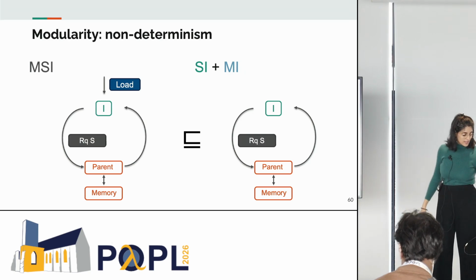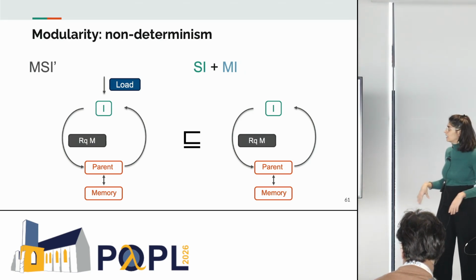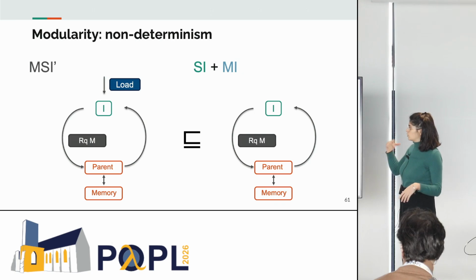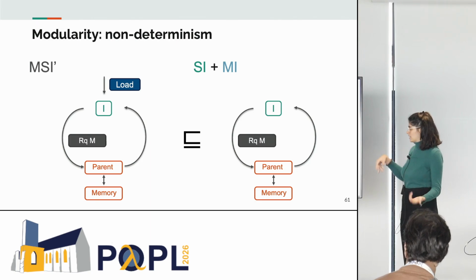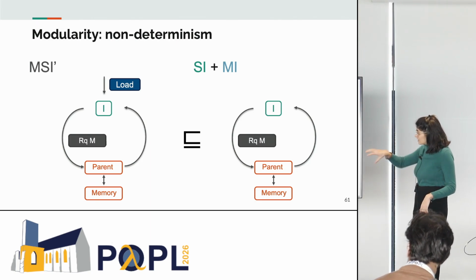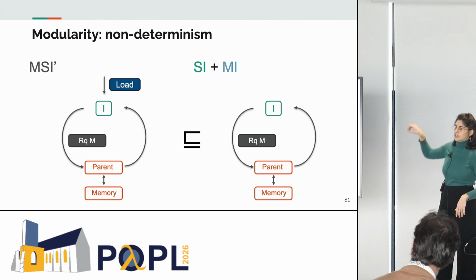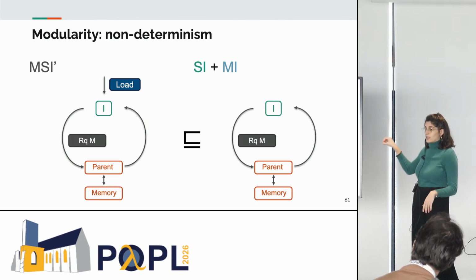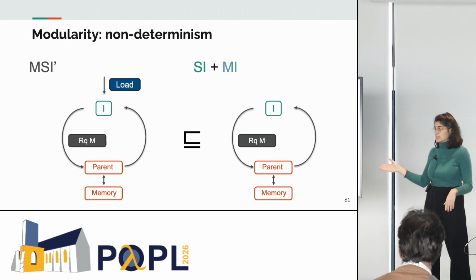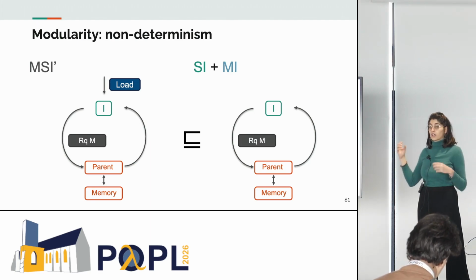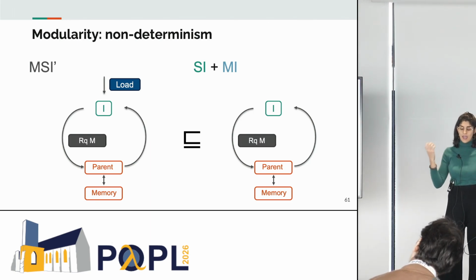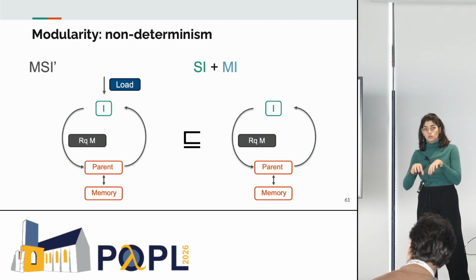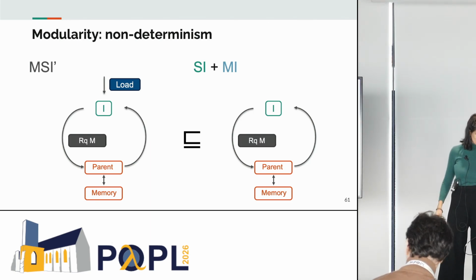And the cool thing is that then if we change MSI and we say, okay, let's assume that we want to prove MSI prime, in which for a load we request M instead of S, it still refines the same SI plus MI system, because in SI plus MI we can still request M without any preconditions. So we can reuse the whole proof without changing our composition of SI plus MI system, because we are allowed much more non-determinism there.